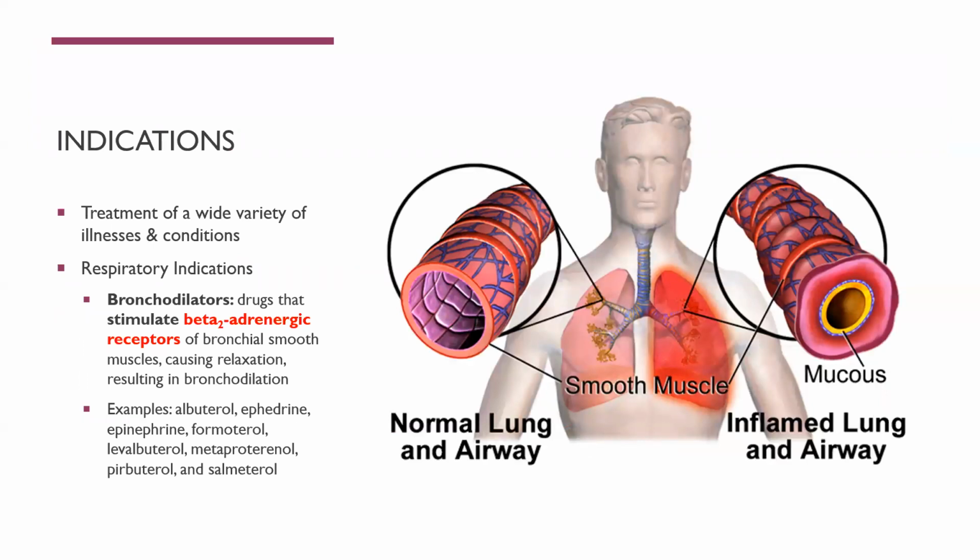Okay, so indication, treatment of a wide variety of illnesses and conditions. Remember, our respiratory indications, they're those bronchodilators. So they're drugs that stimulate our beta-2 adrenergic receptors of the bronchial smooth muscles, causing that relaxation in the bronchus. So some of our examples, like we said before, things like our albuterol, our salmeterol, all these kind of inhalers that we use. So if you look at it, if we give this bronchodilator, it's going to open up our vessel here.